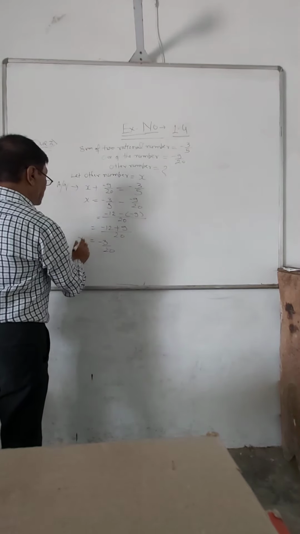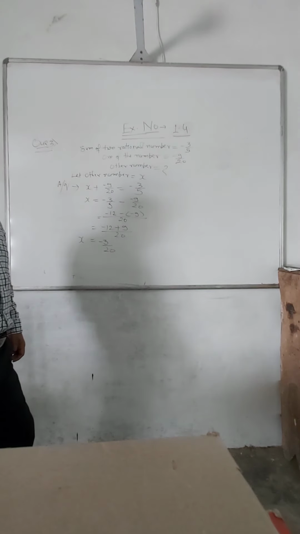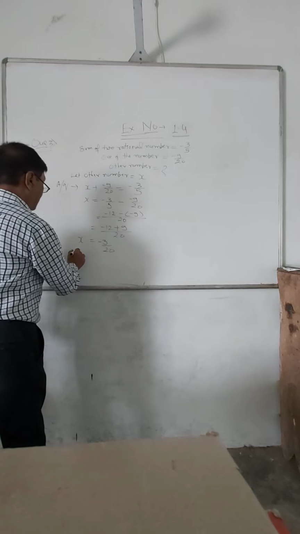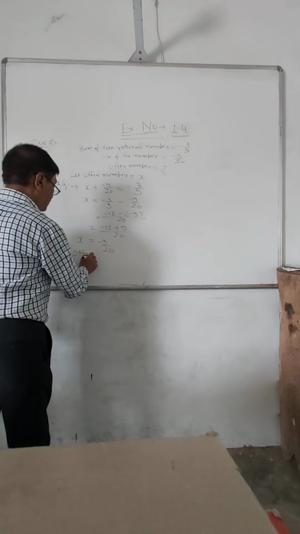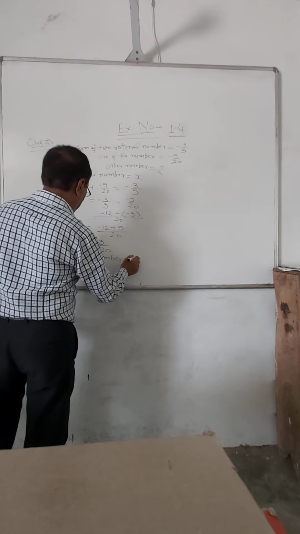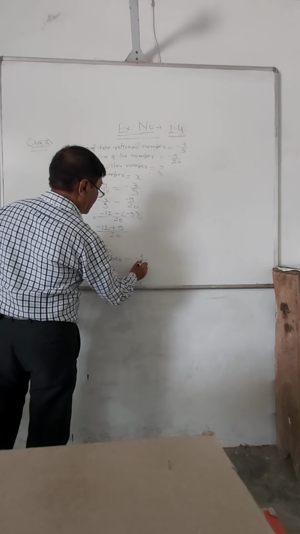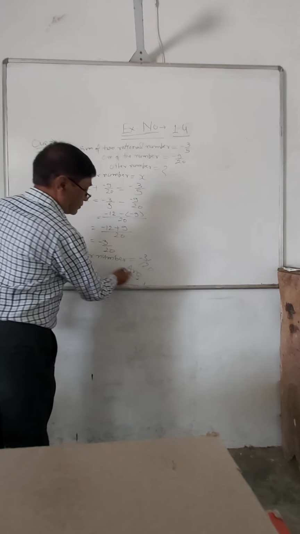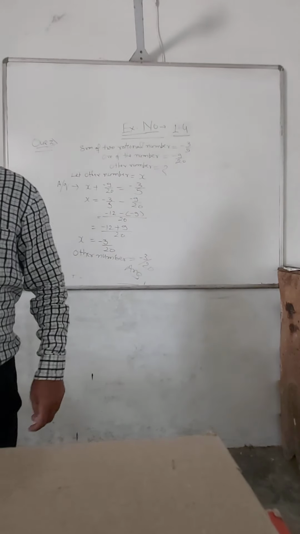This is the value of x, and this value will be the other number. So the other number will come minus 3 upon 20. This is the answer of this question.